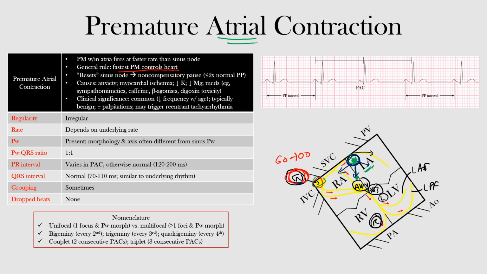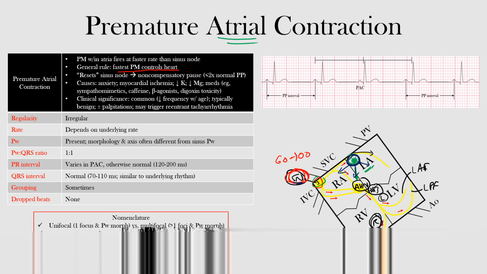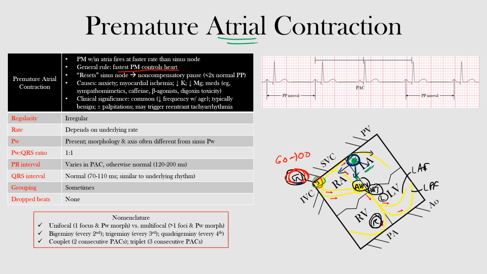Okay, so why do they occur? Well, a premature atrial contraction occurs when some other pacemaker cell in the atria fires faster than the sinus node, as we've been saying, and this results in a complex that's coming sooner than expected. Now, one thing to note is that the premature beat resets the sinus node, and the pause after the premature atrial contraction is not compensated. In other words, the underlying rhythm is disturbed and does not proceed at the same pace. We call this a non-compensatory pause, and it should be less than twice the underlying normal P to P interval.